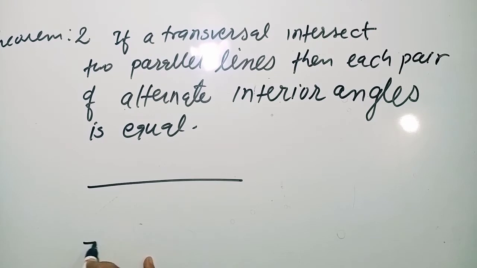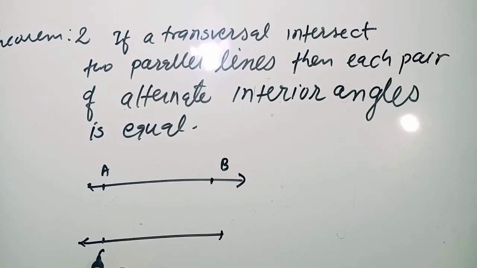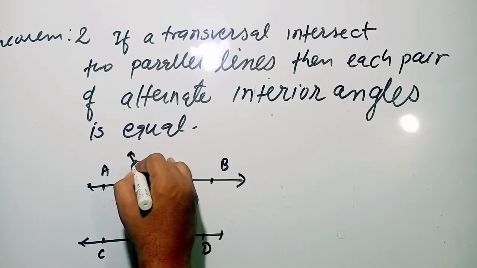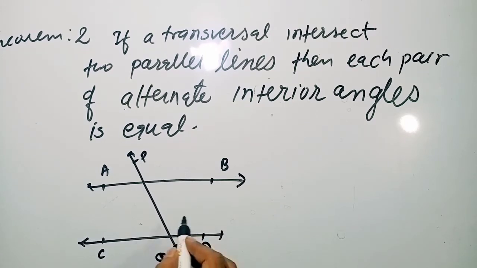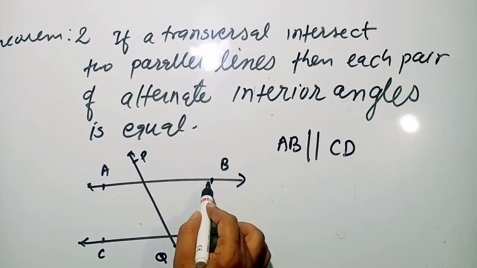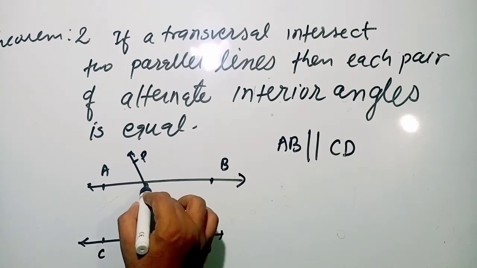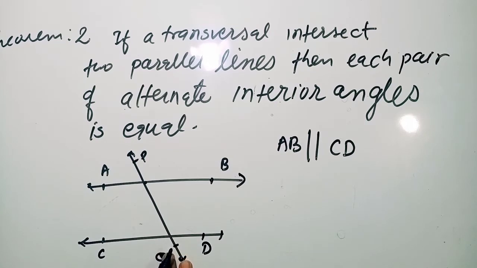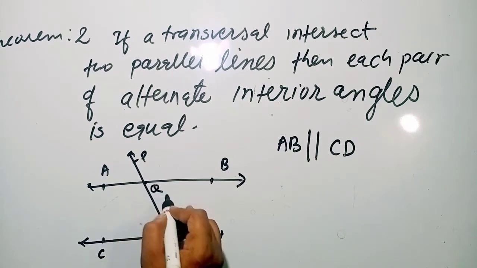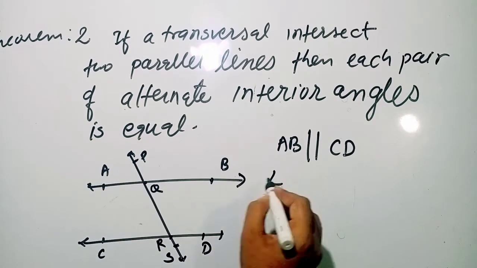Suppose here are two parallel lines AB and CD, and a transversal line, suppose this is transversal line PQRS. So AB is parallel to CD, right? Because these two lines are parallel, they are not intersecting, right students? So here this transversal line intersects the parallel lines at Q and R, and here is S, so the transversal line is PS, right students?